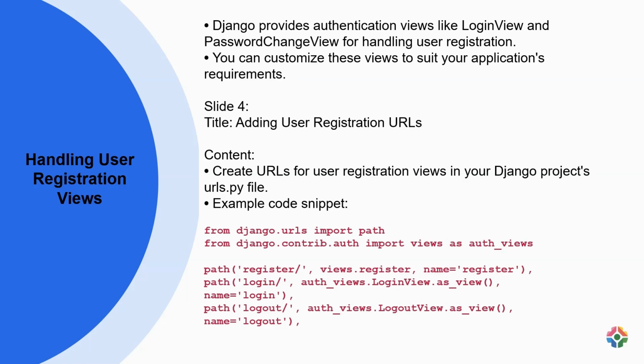For instance, you can define paths for user registration, login, and logout using the path function in Django. An illustration of this concept can be seen in the snippet below. Python: from django.urls import path, from django.contrib.auth import views as auth_views. urlpatterns equals path register, views.register, path login, auth_views.LoginView, name equals login, path logout, auth_views.LogoutView, name equals logout. By setting up these URLs and linking them to the appropriate authentication views, you can enable users to perform essential actions like registering, logging in, and logging out within your Django application effectively.